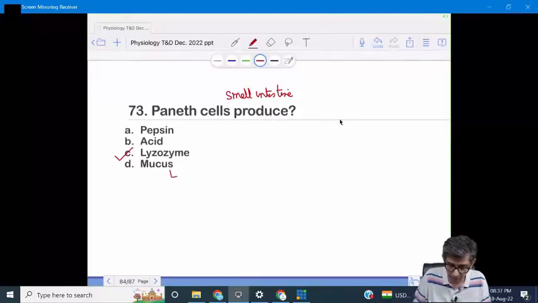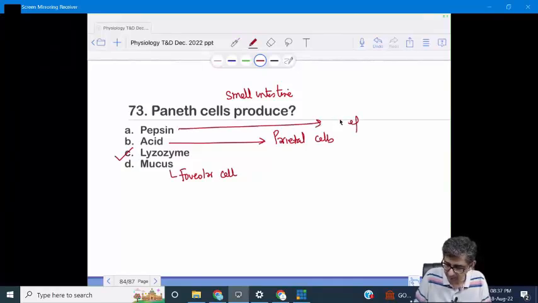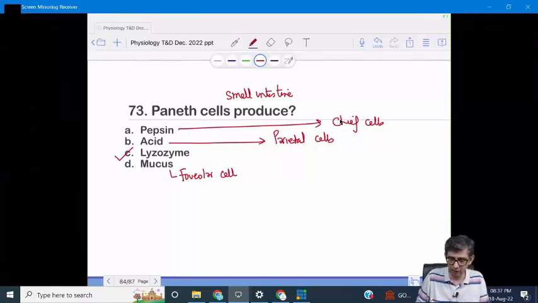बाकी म्यूकस के लिए तो स्टमक में सेल्स होते हैं, उनका नाम फोवियोलर सेल्स होता है. एसिड के लिए पैराइटल सेल्स होते हैं. पेप्सिन के लिए चीफ सेल्स होंगे. Answer to 73 is option number C.